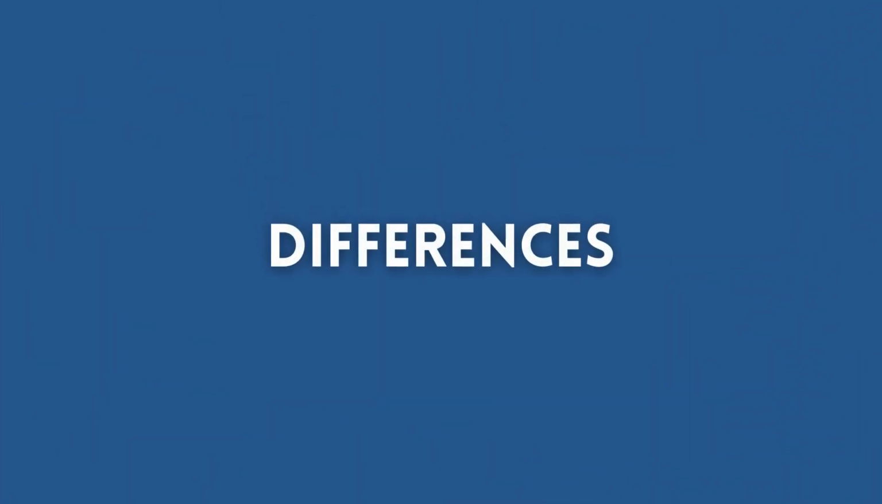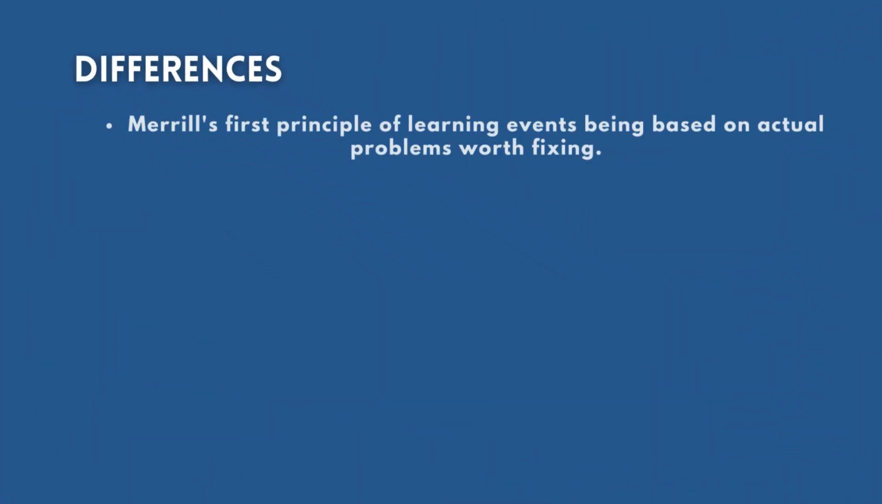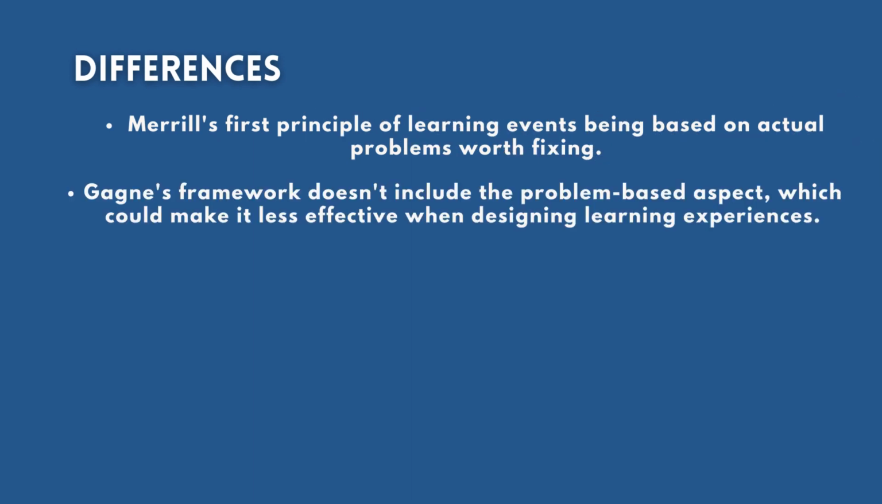The major difference between the two frameworks is Merrill's first principle of learning events being based on actual problems worth fixing. When a real-world problem is at the center of instruction, learners are more likely to be effective at transferring new knowledge back to the job. Gagne's framework doesn't include the problem-based aspect, which could make it less effective when designing learning experiences to help an organization close gaps in worker performance while achieving strategic business objectives.